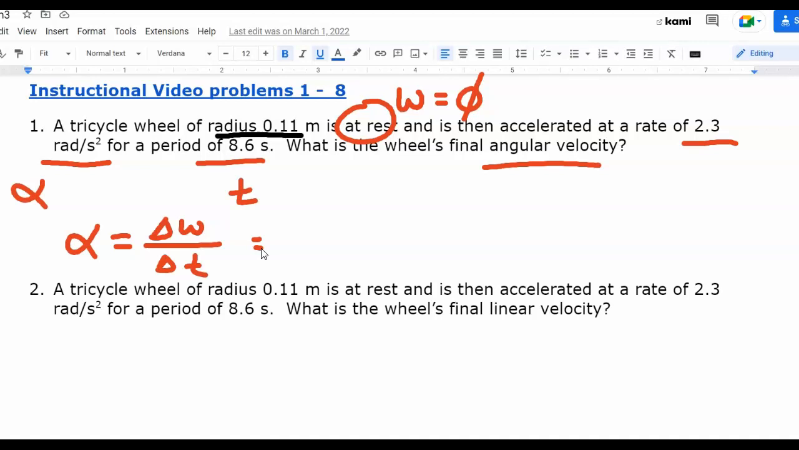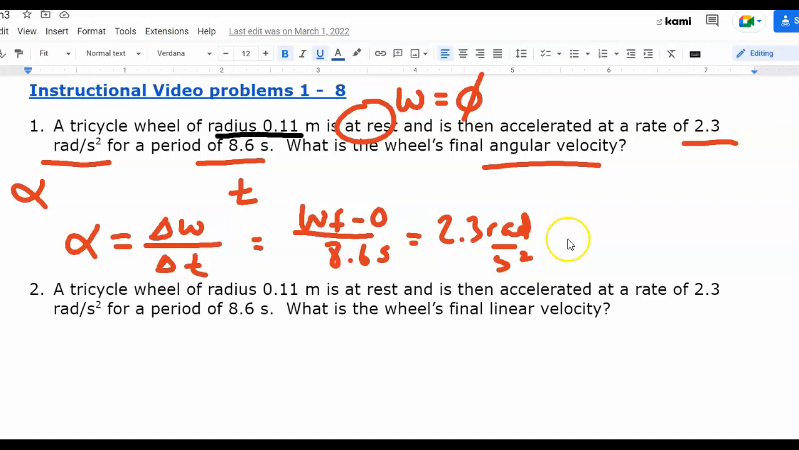So the final velocity is unknown. The initial is known at 0, and the time is 8.6 seconds, and alpha equals 2.3 radians per second squared. We do a little cross multiplying, and we get 20 radians per second. With two significant digits, we'll write it like this: 20 radians per second. So pretty simple stuff. How about you underline the next one?